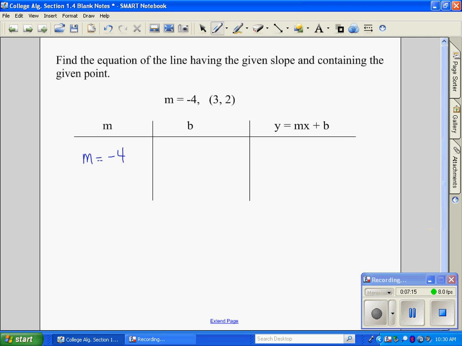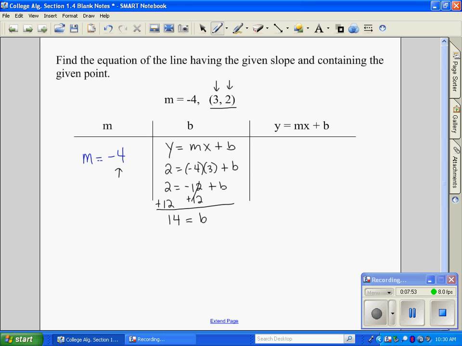My b, they don't tell me. They gave me an ordered pair. This is an x and a y value. I have to solve for b by plugging into my formula. I have to plug in y. Y is 2. My m is negative 4 from the previous. My x is 3. And I have to solve for b, so I'm trying to find out b. 2 equals negative 4 times 3, which is negative 12. I want to get b by itself, so I add 12 to both sides. And I get 14 is equal to b.